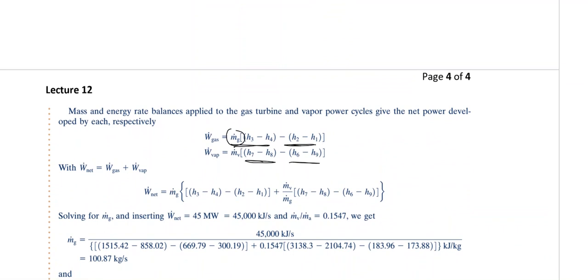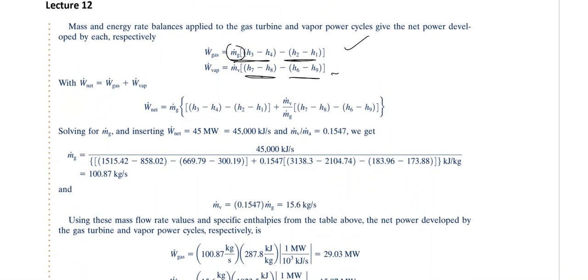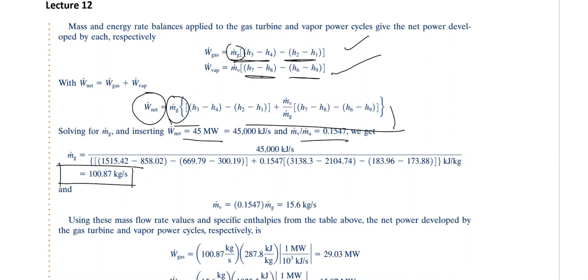So the combined work, the net work, is the work of the gas cycle and the work of the vapor cycle. So the net work would be something like this, adding both equations up. Taking mg out, we can have the equation further. Now, why have we done it? Because we know the net work by the cycle, which is 45 megawatt. 45 megawatt is 45,000 kilojoule per second. Putting the values in this equation, you can find the mass flow rate of the gas and the mass flow rate of the steam. So that is what we have got from the two equations.